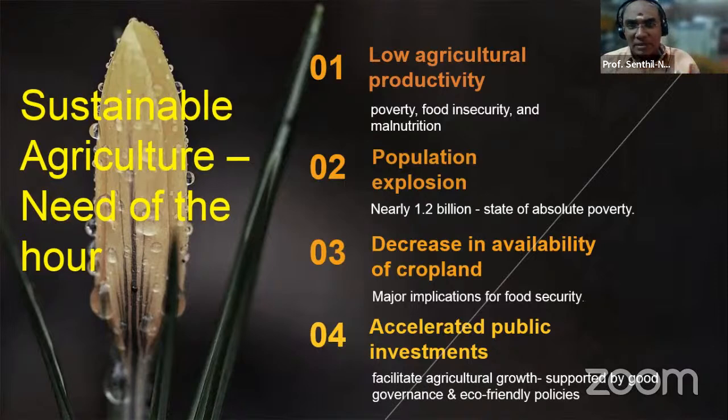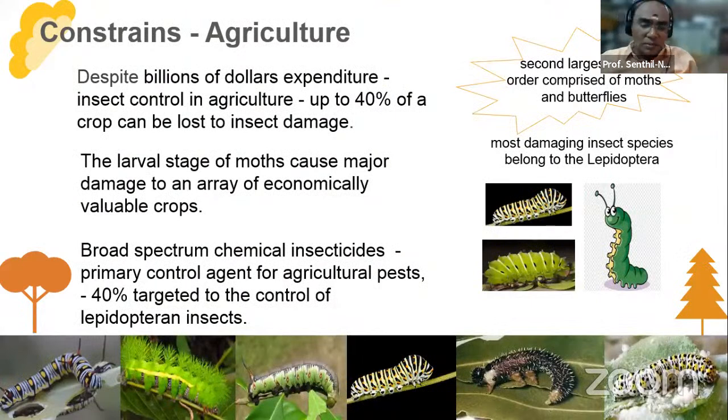So as a result, poverty, food insecurity, and malnutrition happen there, and population explosion is very huge nowadays, nearly 1.2 billion. Along with absolute poverty in this current scenario, and decreased availability of cropland, as I said before, there is a major implication for food security, and accelerated public investment is an important priority. Facilitating agriculture growth is of paramount importance, right? So sustainable agriculture is the most important thing. Within the very limited land, we need sustainable agriculture.